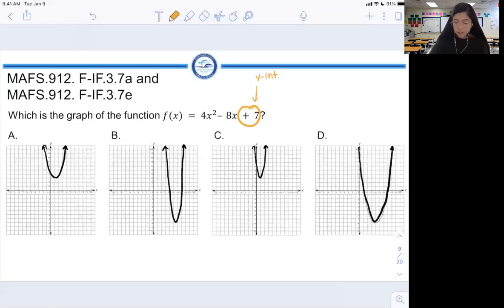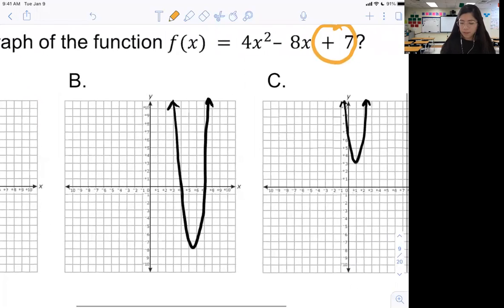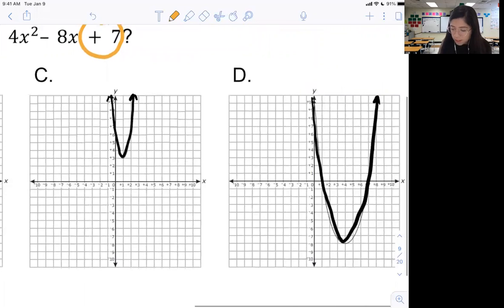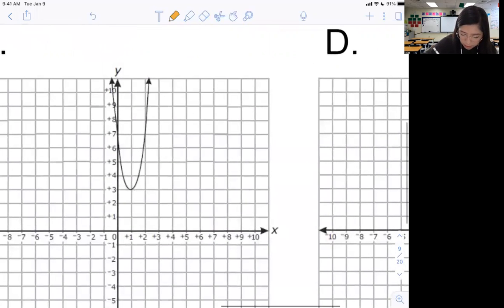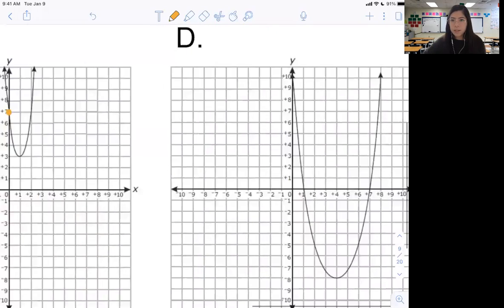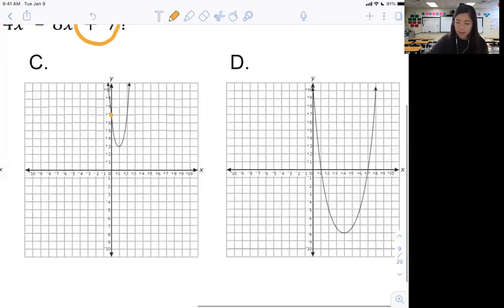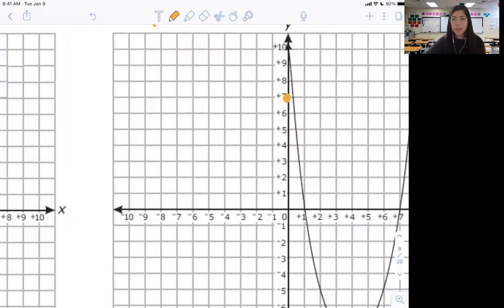Positive 7. Let me zoom in a little bit so you can see better. Can I eliminate A? Yes. A is out. How about B? Yes. B is definitely out. C? C crosses, I know it's hard to see. Wait, let me see. No, never mind. C looks like it does cross at the correct spot. What about D? Yeah, definitely. D is not it. By zooming in, I could tell that it's not quite in the right place.